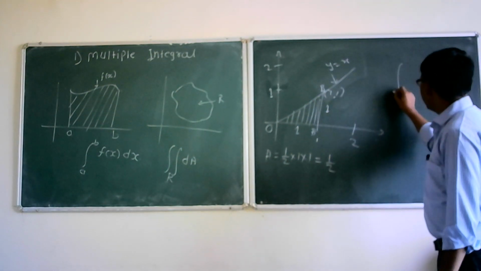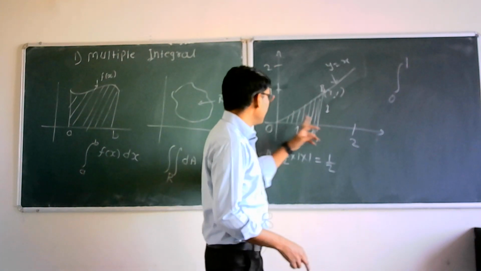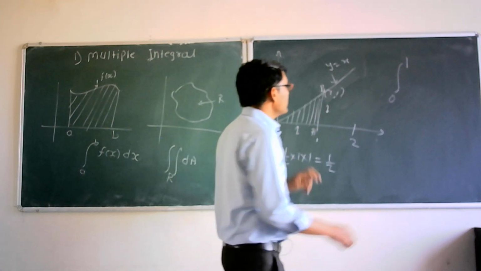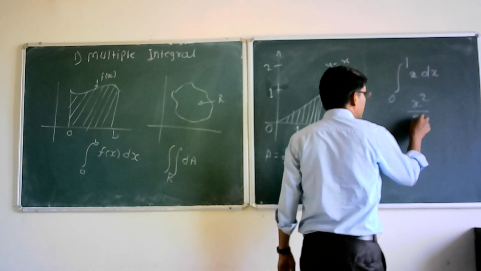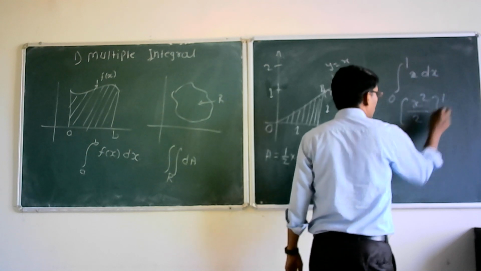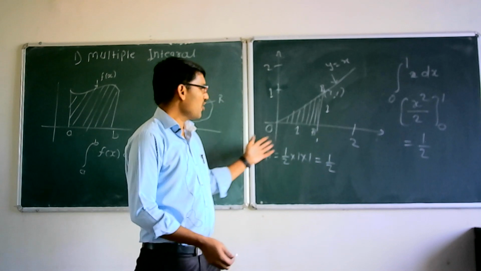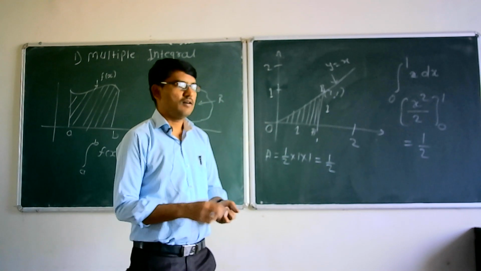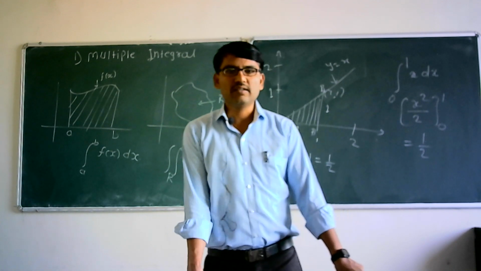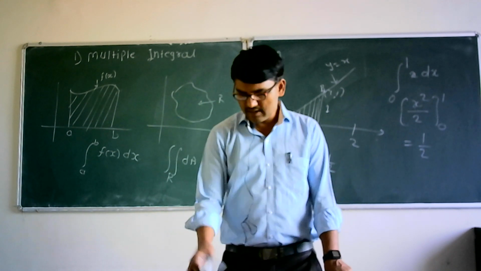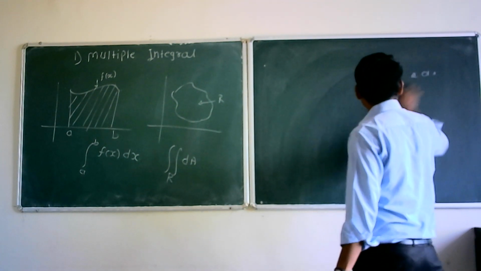Similarly, if we integrate from 0 to 1 of y = x dx, the integration of x is x square by 2, with limits from 0 to 1, so we again obtain the answer 1/2, since the lower limit is 0. We have seen such examples in previous years, in 11th or 12th. Now we want to start multiple integration, which means double integration.